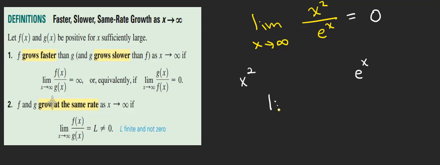However, if it was like limit as x goes to infinity of e to the x over x squared, now it's going to go to what? Infinity, because the top grows faster than the bottom.